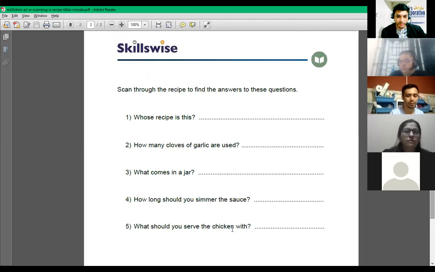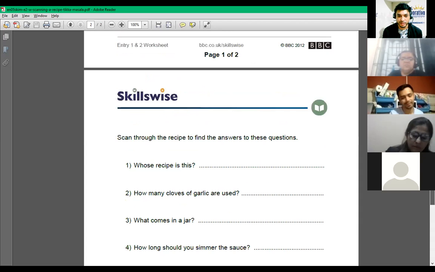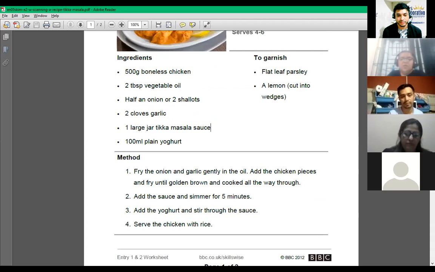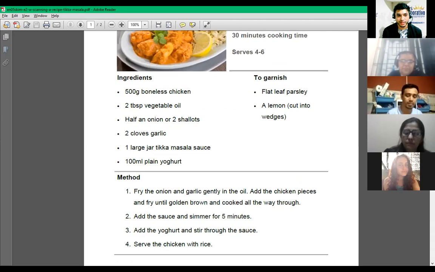And the last one. What would you serve the chicken with? With rice. What should you serve the chicken with? And you find that at the end. With rice. You serve the chicken with rice. So as you can see, it's very easy.